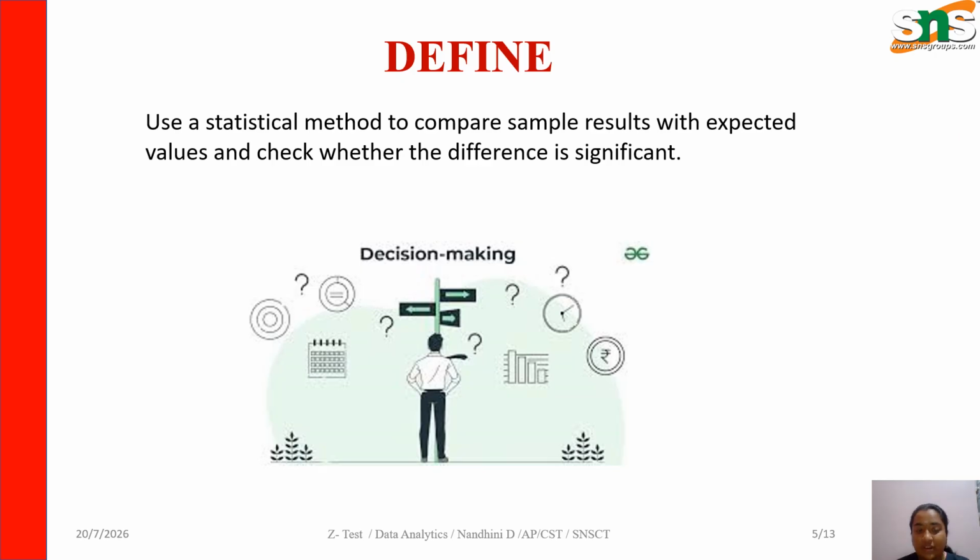Next, we are going to define it. This problem statement is defined by it determines whether the new method of approaching the products or the services will be up to the analytical data analytics level, or how it improves the performance of the students. So we use a statistical method to compare sample result with expected values and check whether the difference is significant. So we should take a correct decision according to this. Then the team will decide to evaluate the improvement statistically using a test.